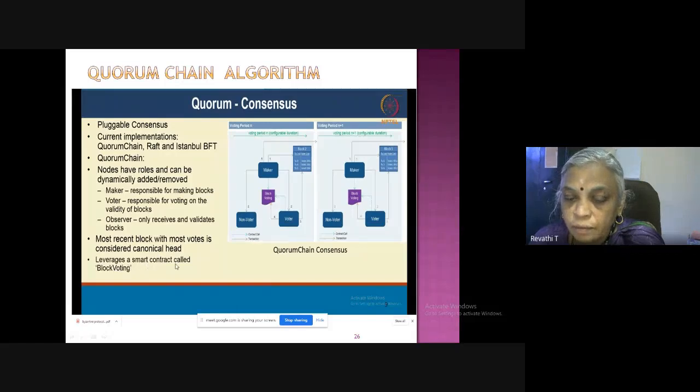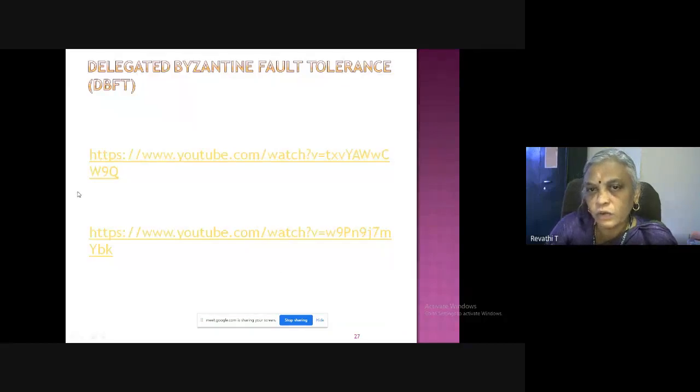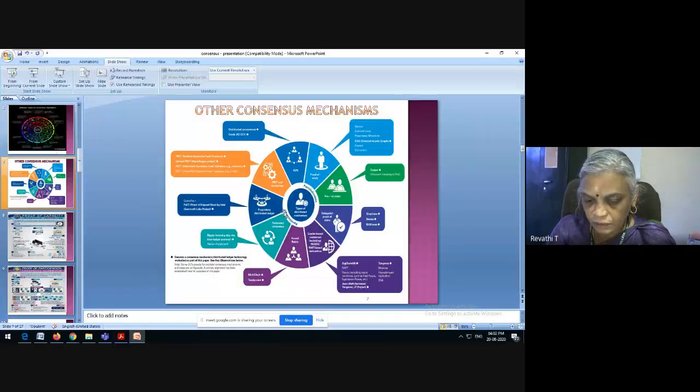Internally it's using a smart contract, and that's called block voting. The entire consensus mechanism is implemented with the smart contract technique called block voting, right? Like that, I am listing only a few algorithms. Delegated Byzantine fault tolerance is also there. You can go through the links, right? A number of algorithms are there.